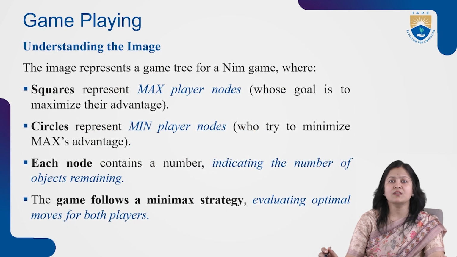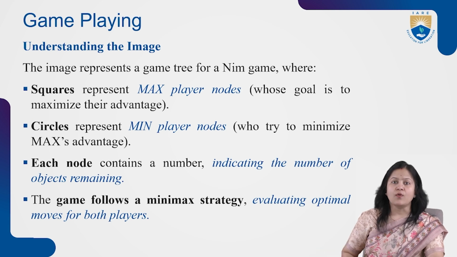So the image represents a game tree for a Nim game where the squares represent the Max player node, whose goal is to maximize their advantage. Just now I discussed that the Max player will always try to win the game, or the goal of the Max player is to maximize their advantage. And the circle symbol represents the Min player node, who tries to minimize the Max advantage. Each node contains a number indicating the number of objects remaining.